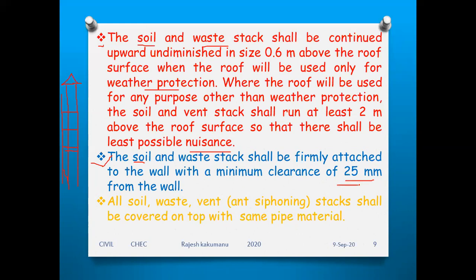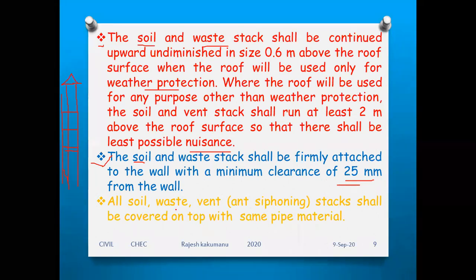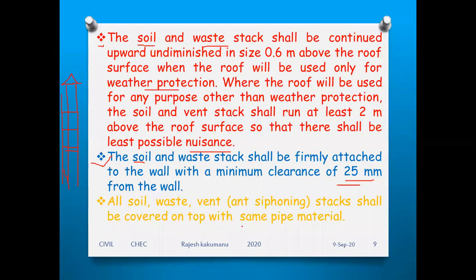on the wall. Next. All soil pipes, waste pipes, vent pipes, anti-siphon pipe stacks shall be covered on top with the same pipe material. So the pipe material on this top, whatever you are making, again here having some perforated holes. It is open underneath, but it should be closed. It should be closed for protection. So this material should be of the same material as whatever pipes you are using for the house.